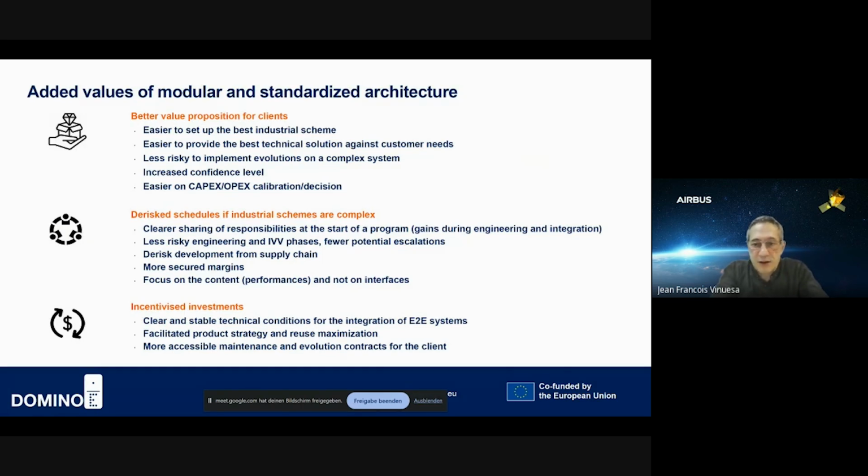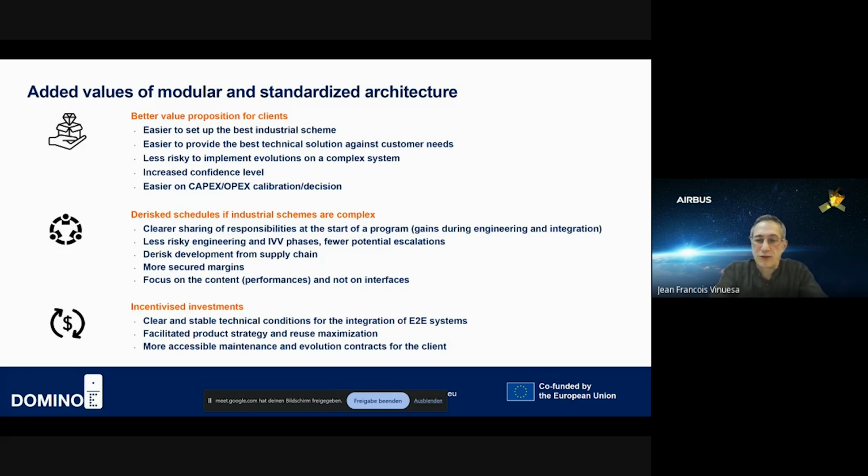So this one, I already presented it 2 weeks ago, and it's basically what are the added values. The most important is that in terms of value proposition for the client, you are providing something that is better, easier, less risky, and also with less cost in terms of operation and capex.